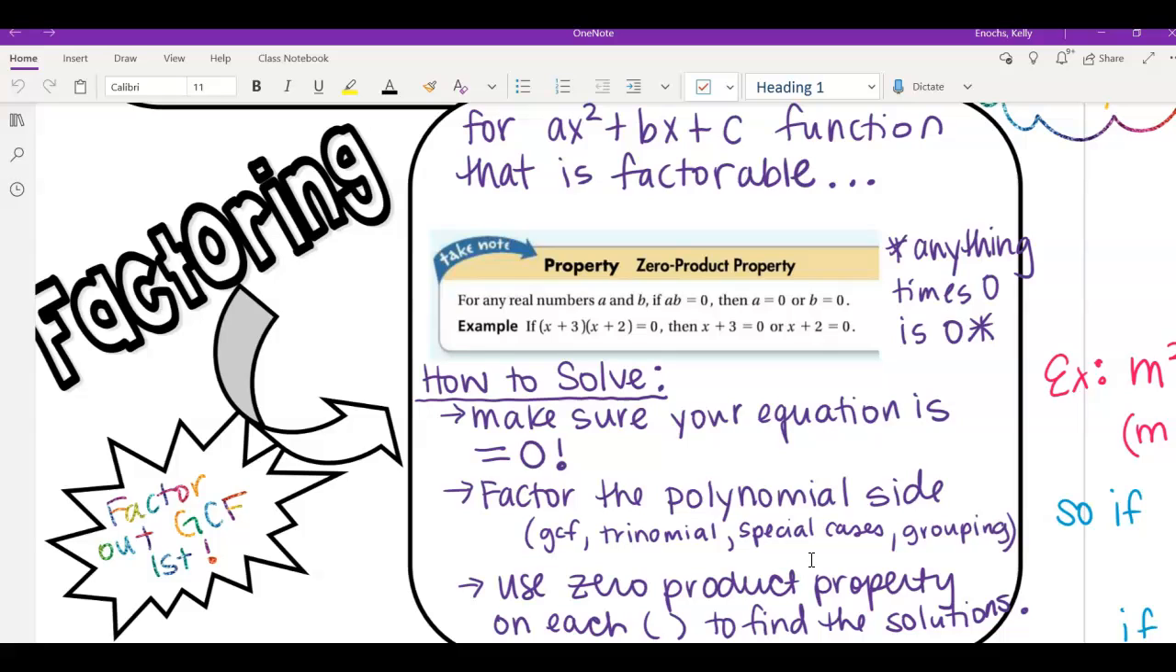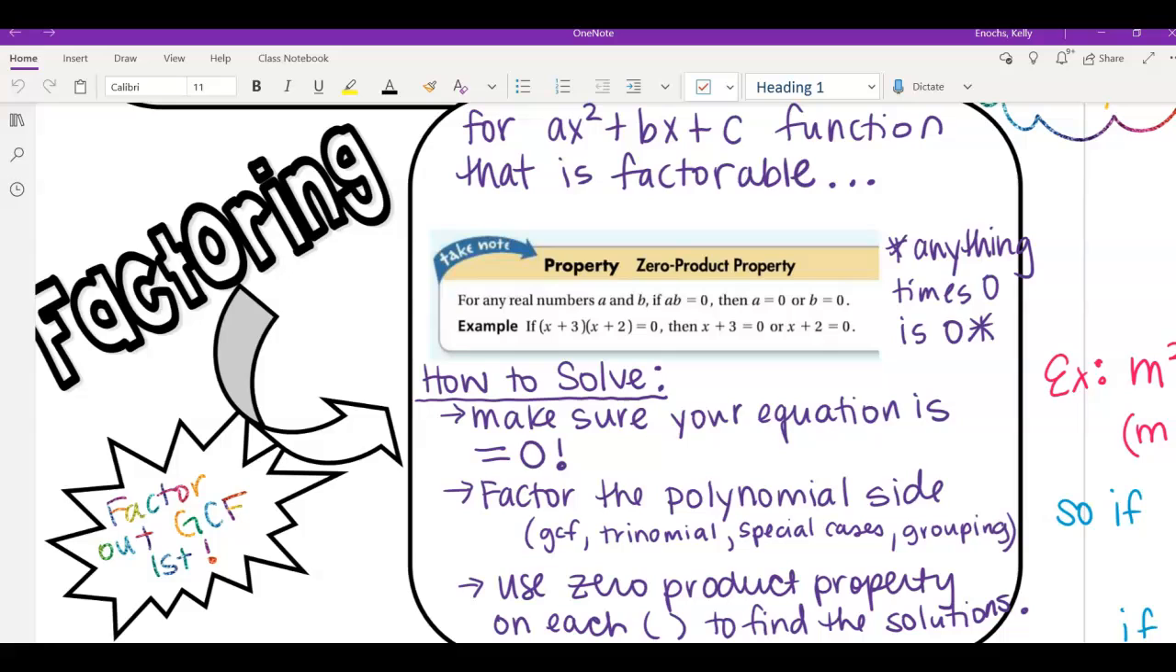So you can see in this yellow box that if we have x plus 3 and x plus 2, those are both numbers, remember, even though they're written as factors. So if either of those parentheses is equal to 0, then our whole thing will be equal to 0 because 0 times anything is 0. So when we go to solve, we're going to have our two factors and we're going to set each factor equal to 0.